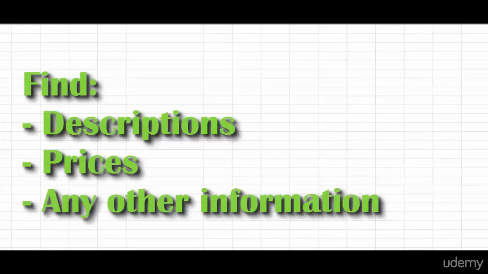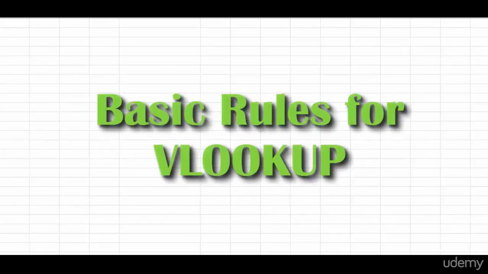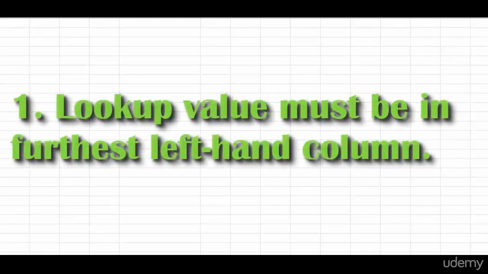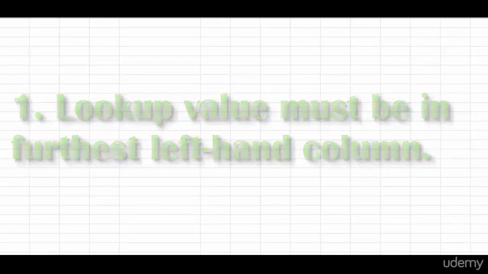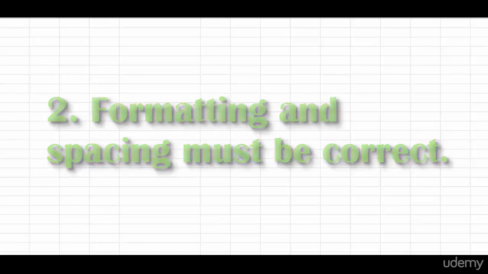So before we dive right into learning how to use the VLOOKUP function, let's talk about a couple of the basic rules that you need to keep in mind while you're setting up this function. Number 1, the lookup value must be in the furthest left-hand column of the table that you're working with, or it won't work. To keep it simple, the easiest way to do this is to put all of your inventory codes or product numbers for this example in the A column. Then you won't have to worry about it. Number 2, formatting and spacing in your lookup cells must be exact and must be correct. For example, there can't be extra blank spaces in front of the number or behind the number.